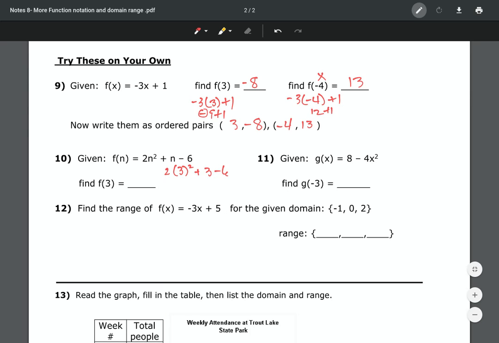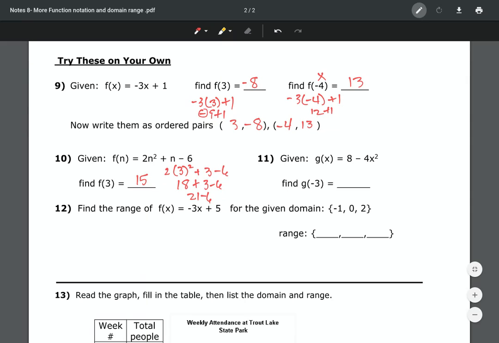So that's going to be using your exponent. So 3 squared is 9. 9 times 2 is 18. So we're going to have 18 plus 3 minus 6. 18 plus 3 is 21. And 21 minus 6 gives us 15.